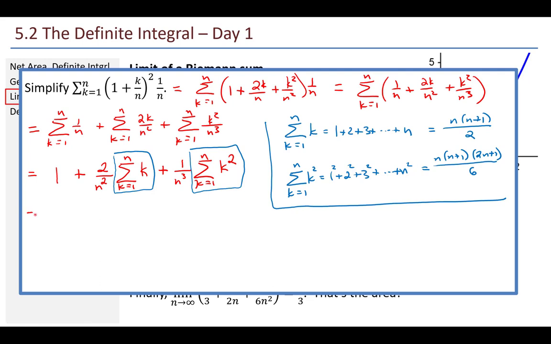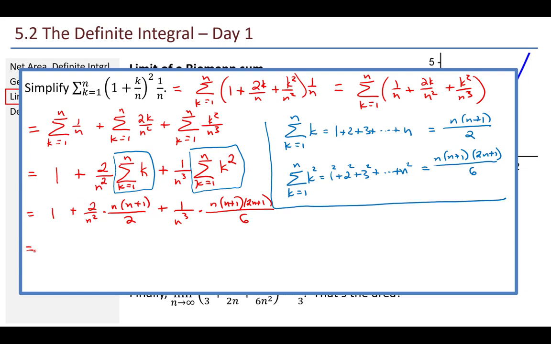I can now write, this is 1 plus 2 over n squared times n times n plus 1 over 2 plus 1 over n cubed times n times n plus 1 times 2n plus 1 all over 6. What I've done is I've turned this into what we call closed form. That is, I don't have a summation anymore. Now it really is a formula. I really can plug in a value of n and find the answer.